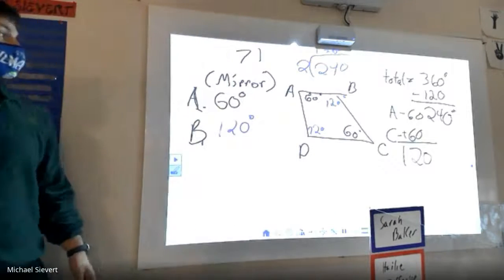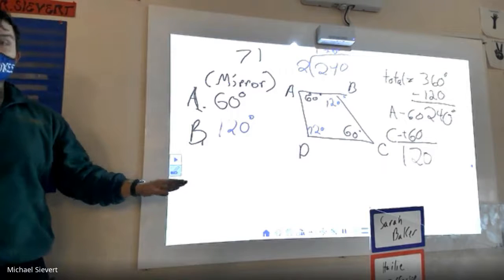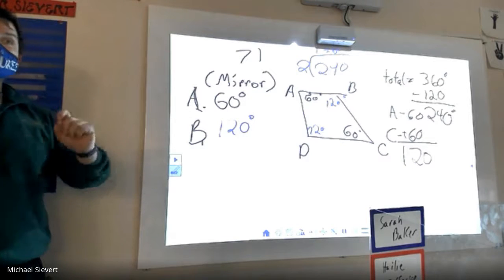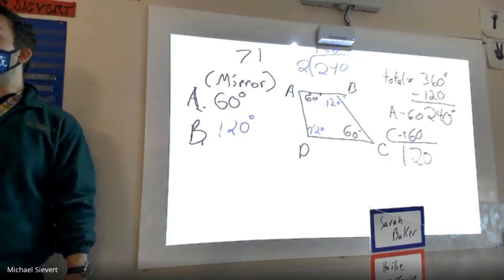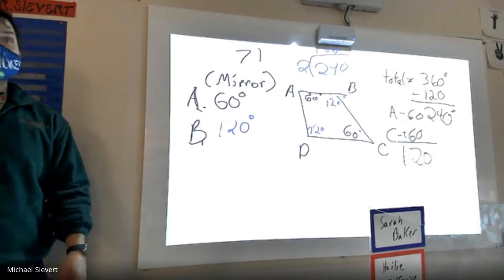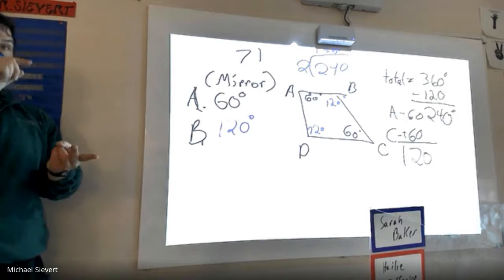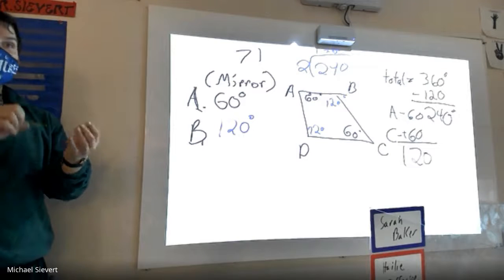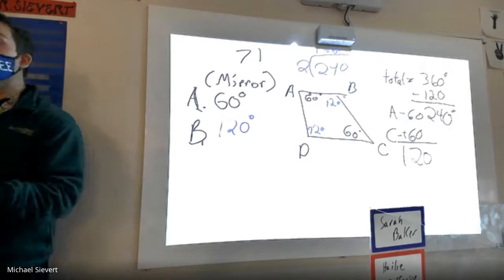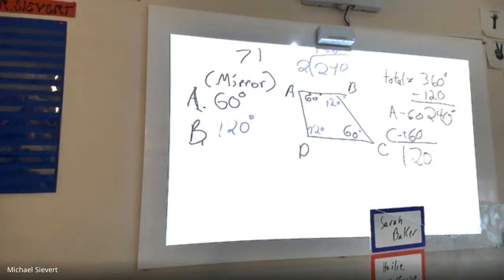So that's the answer for A and B for example 1. Right now, I want you to check the work. The way you're going to check that work, and I'm going to be coming around and looking, I want you to add 60 plus 60 plus 120 plus 120. Add those 4 numbers inside the parallelogram, which you should have in your notes. You have to get 360, because if you don't, then something is wrong.